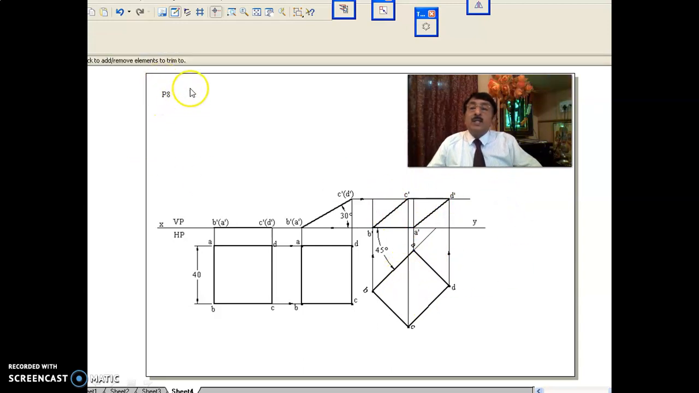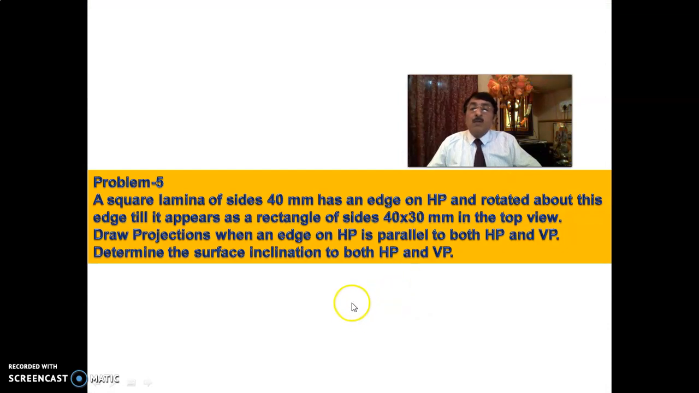This is similar to the 8th problem in VTO primer book. Now, a square lamina of sides 40 has an edge on HP and rotate it about this side till it appears as a rectangle of sides 40 by 30 in the top view. Draw projection where edge on HP is parallel to both HP and VP. Determine surface inclination to both HP and VP and all that.